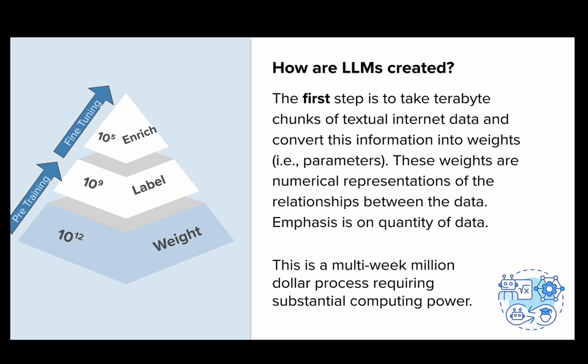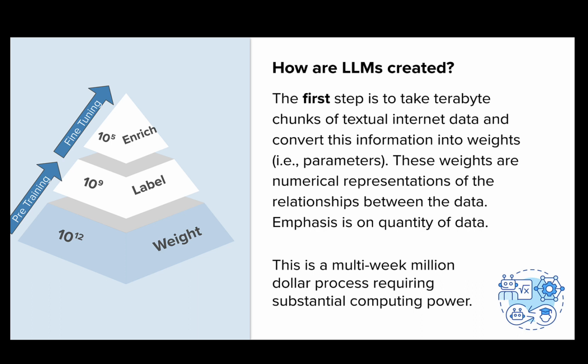The first step is pre-training or weighting. The second step is labeling, and the third step is enhancing or enriching. Let's look at the first step, the weighting step. In this step, terabyte chunks of textual internet data are consumed by a transformer engine and converted into mathematical weights or parameters. These parameters are numeric representations of the relationship between the data that was consumed.